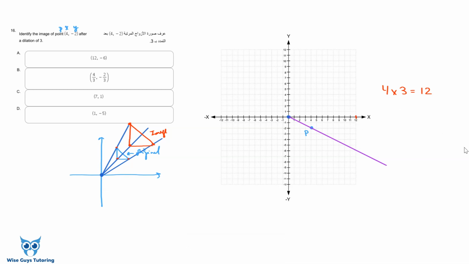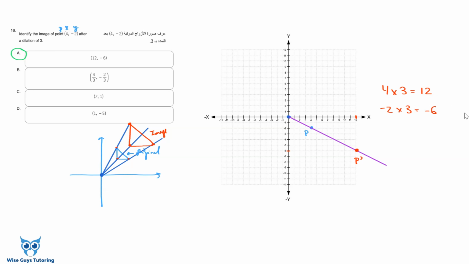Now for the y coordinate, I do the same thing. Originally it was -2, so it's going to be 3 times as far, so it's got to be 6 units away. So it's 1, 2, 3, 4, 5, 6. That's the y coordinate of my image. So if I do 12 and -6, I end up here with my P prime, which is the image of P with a dilation of 3. You can even visually see that it is 3 times as far as the original. So the correct answer would be A.